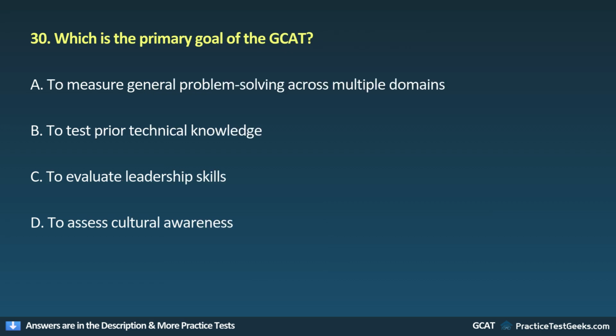30. Which is the primary goal of the CAT? A. To measure general problem solving across multiple domains. B. To test prior technical knowledge. C. To evaluate leadership skills. D. To assess cultural awareness.